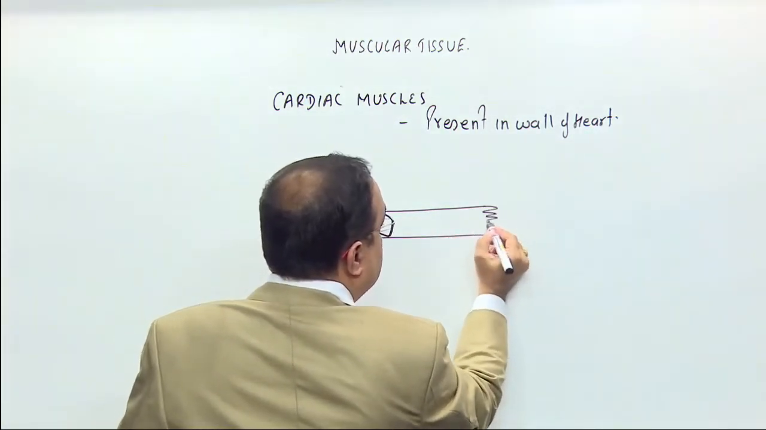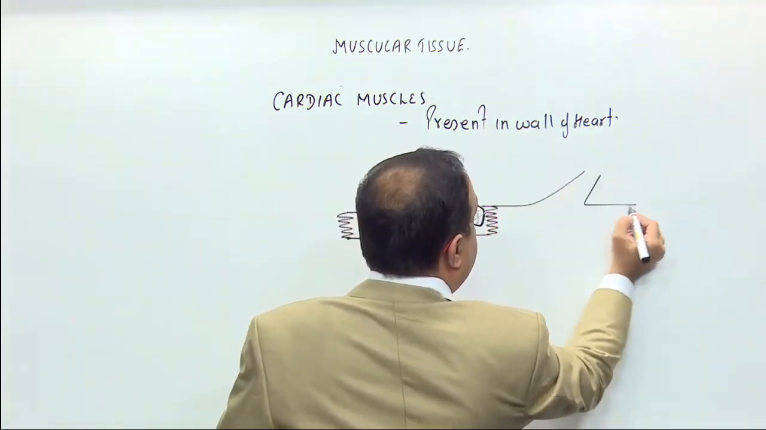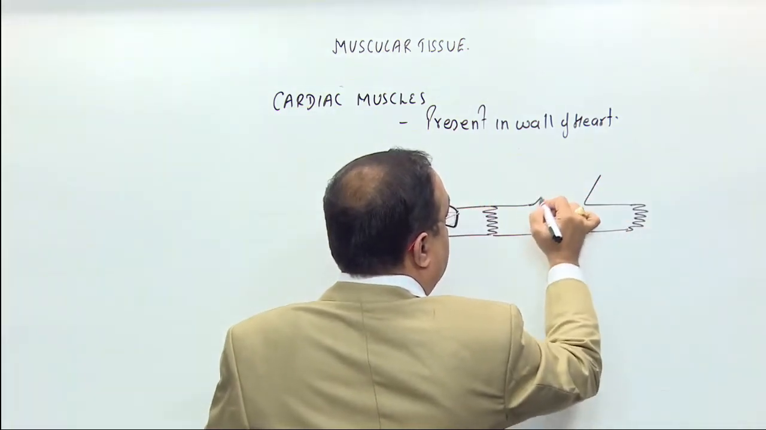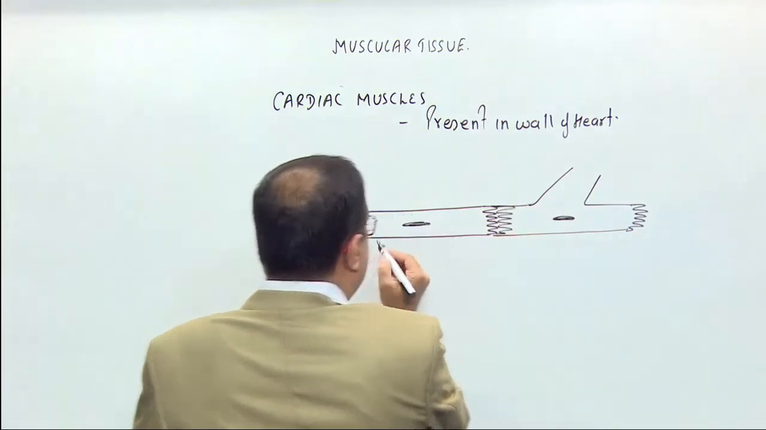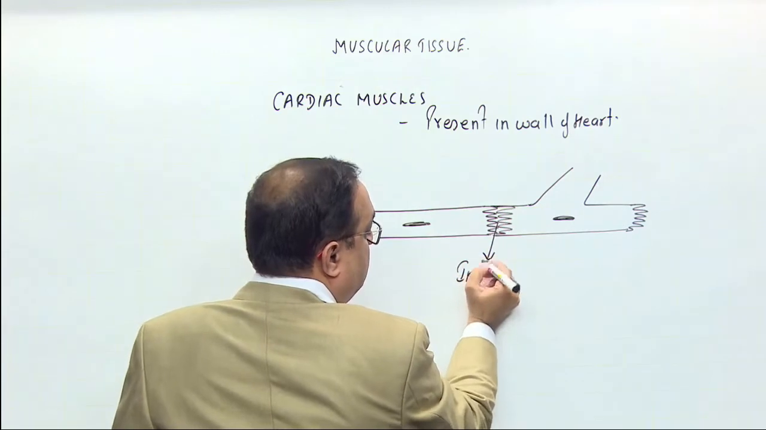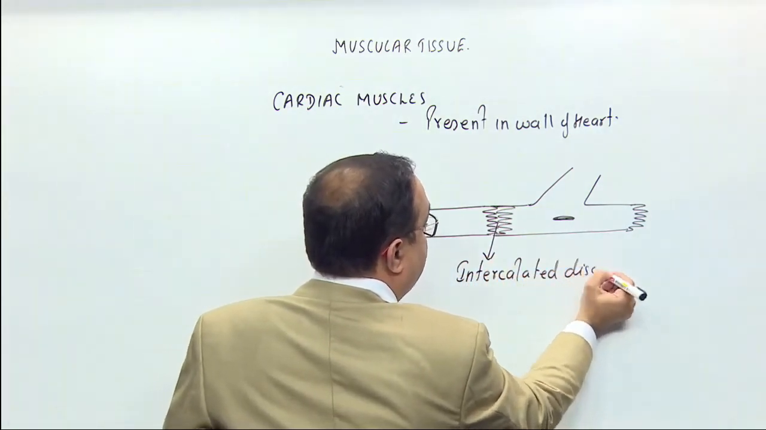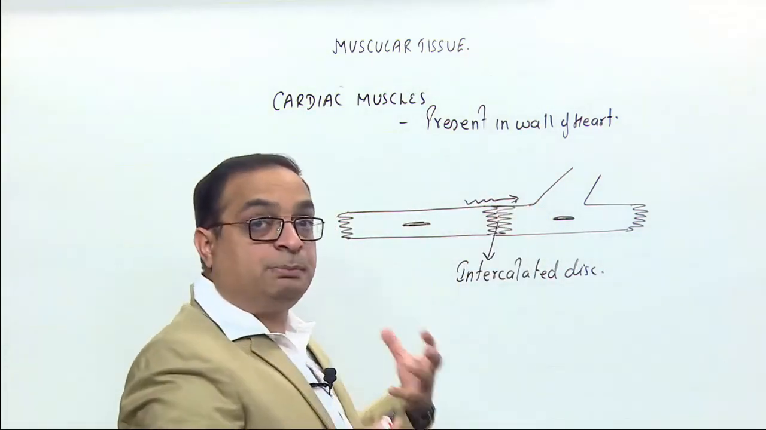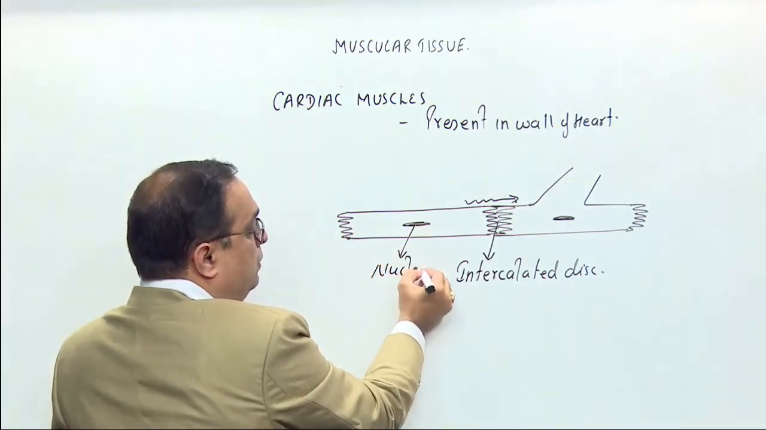This structure is called intercalated disc. Cardiac muscle fibers have a branching pattern also. These are their branches. This is the prominent nucleus. They also have light and dark bands. This structure is called intercalated disc. This intercalated disc helps in quick spreading of cardiac impulse from one muscle fiber to another.